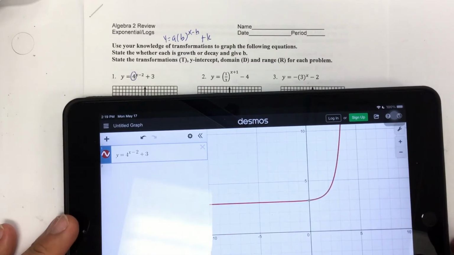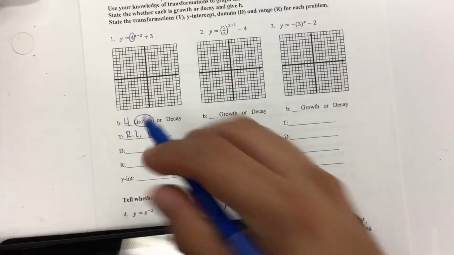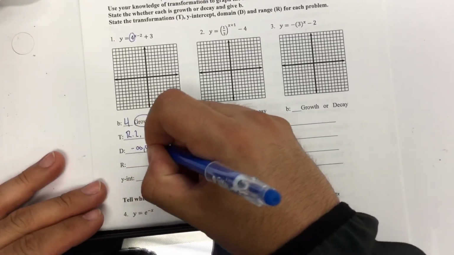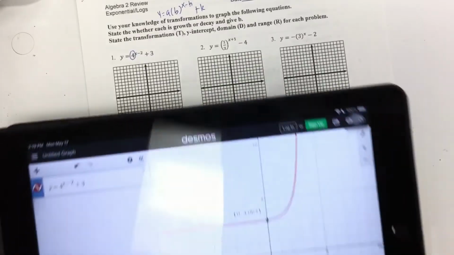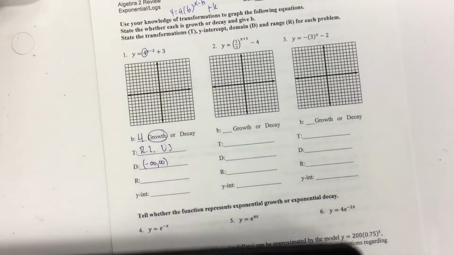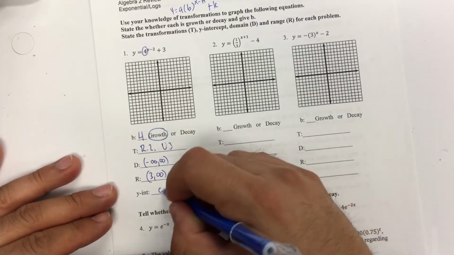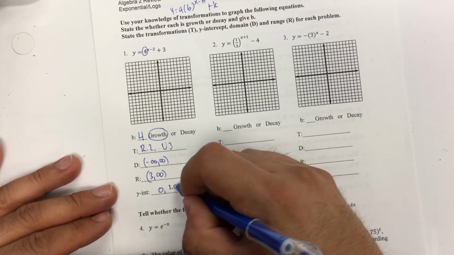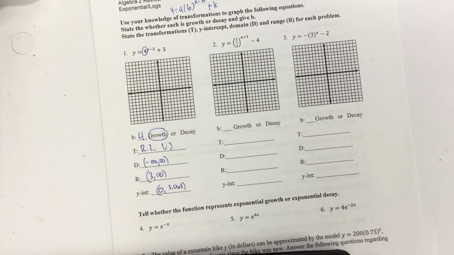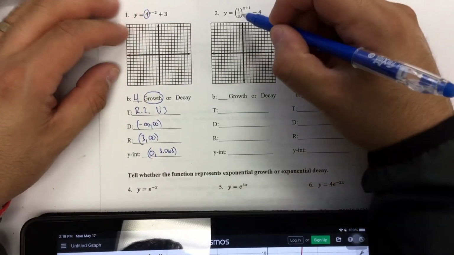All right, from here, we can see the domain is going to be all real numbers. And we can touch the y-intercept and see it's at 0, 3.063. So the domain is all real numbers, negative infinity to infinity. And for the range, that up 3 means the asymptote goes up 3 units, so it's 3 to infinity. And the y-intercept, I just clicked on it, was 0, 3.063 if necessary, right?